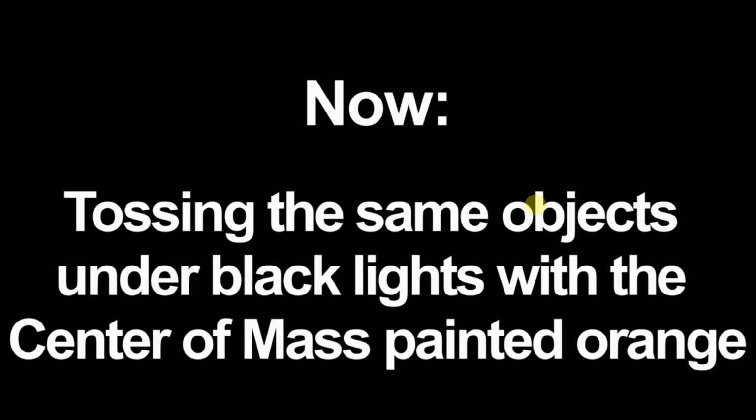Now, same objects under a black light with the center of mass painted orange. No wobble. Because the center of mass will travel in a parabola. Again, no wobble, even though they're spinning.